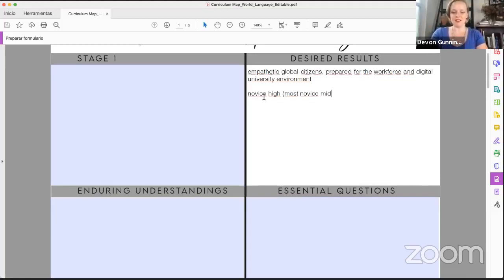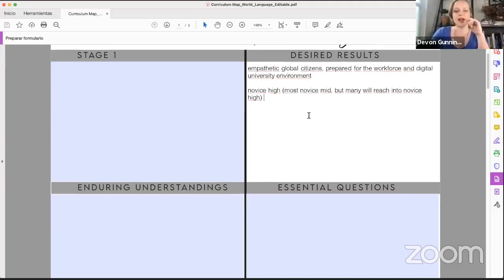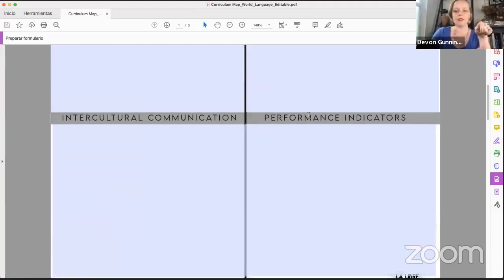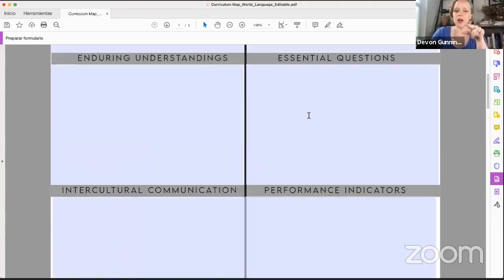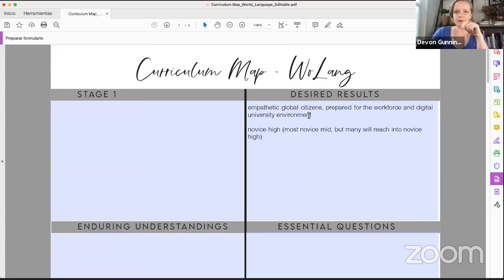Most novice mid, but many will reach into novice high. Perfect for you to start with. Now that you have your desired results, you can look at everything that you do beyond this point and make sure that everything is working with this.